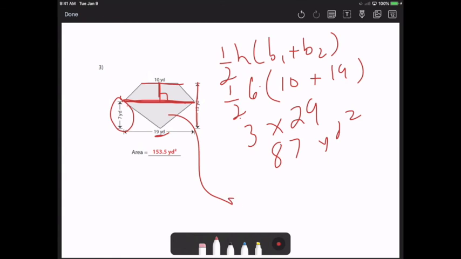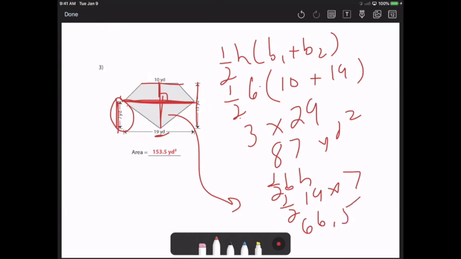The triangle now, 1/2 base times height. So half the base is 19 times the height is right here, which is 7. So when you do that, I'll just use a calculator real quick. So it's 19 times 7 divided by 2, and I get 66.5. And when you add 66.5 plus 87, double check, you get 153.5 yards squared.